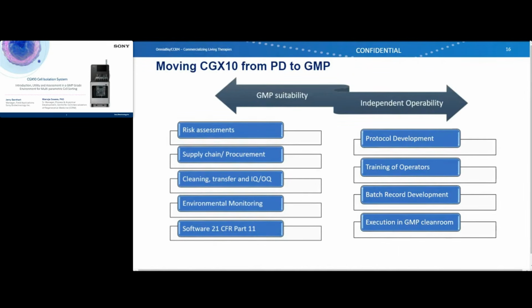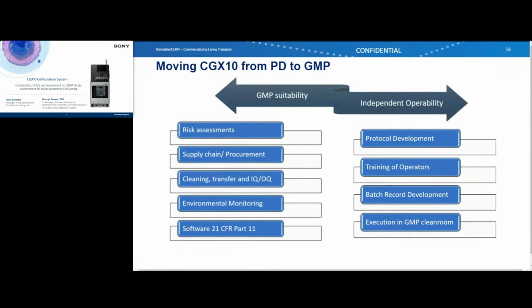To demonstrate the GMP readiness of CGX10, we performed a comprehensive assessment, such as risk assessment for the CGX10 instrument and consumables, supply chain and procurement assessment for the materials, followed by assessment for cleaning, transfer, and IQ/OQ of the instrument, environmental monitoring, and finally 21 CFR Part 11 regulation of the software.